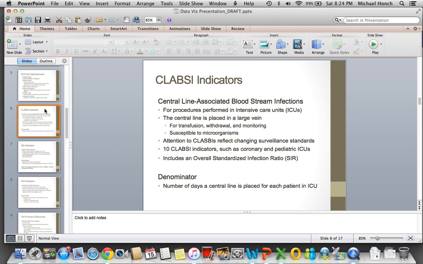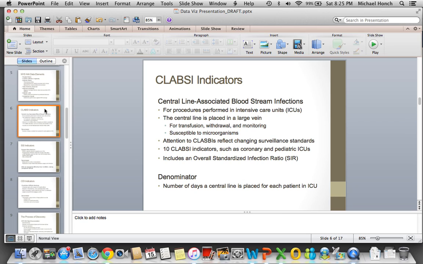Now, attention to CLABSIs reflects changes in medical care within our lifetimes. Up until the 1990s, central lines were just sort of placed and left in place for the duration of the patient's stay, but it was found that these kinds of infections resulted from it. So surveillance is extremely important. Changing the lines is extremely important.